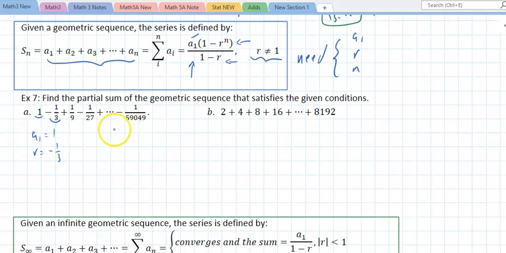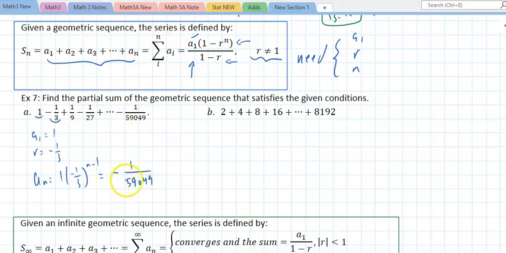So to figure that out, I need to figure out the general term. The general term, a sub n, is the first term times r raised to the n minus 1. And I want to know, where does that equal negative 1 over 59049? Now, we have an issue, a small issue. This is a sequence.